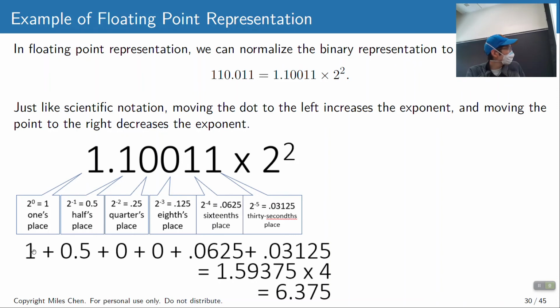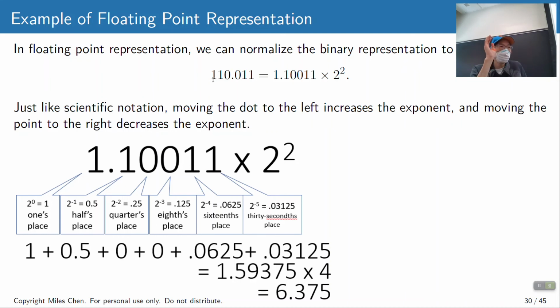So if I add all of these up, I have 1 plus 0.5 plus 0 plus 1/16, which is 0.0625, and 1/32, which is 0.03125. This adds up to 1.59375, and I'm multiplying it by 2 to the 2. I'm multiplying it by 4 because I've rolled that binary point over 2 spots. And if I multiply by 4, I get back the original number, 6.375 in decimal. All right, is this okay?